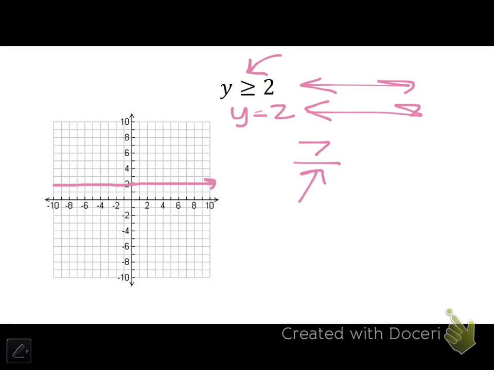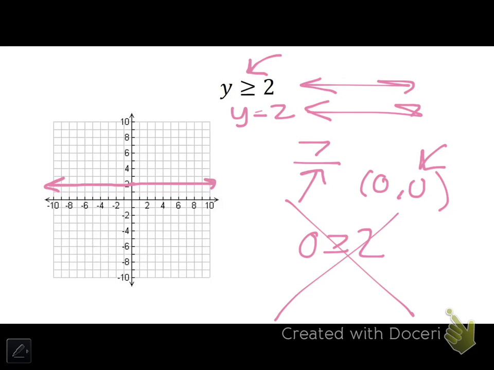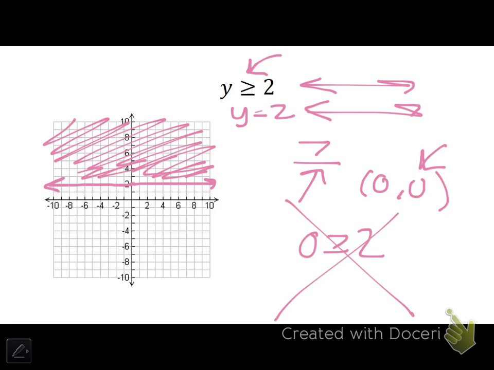Okay, let's plug in 0, 0 to figure out what side to shade. We only have a y, so I only need to use my y value. Is 0 greater than or equal to 2? No. So do not shade on the 0, 0 side. We only shade where we know it's true. So that means all of these points up here should then be true.